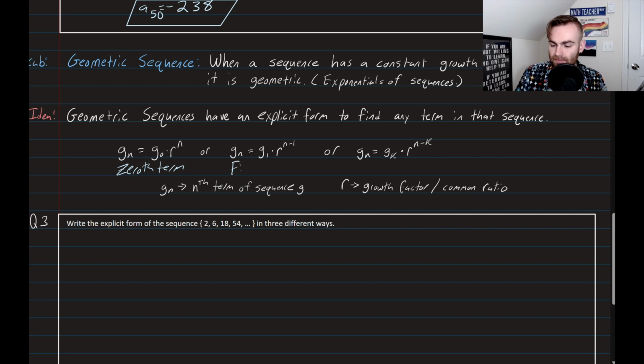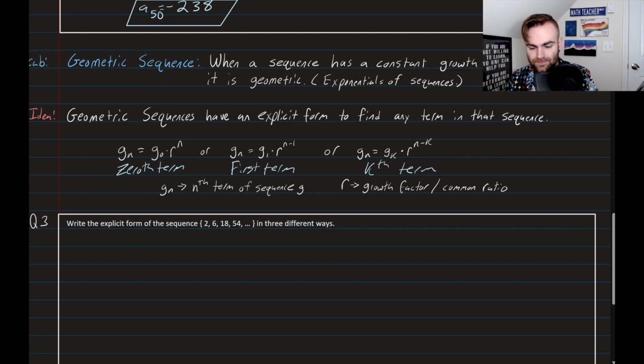We have the first term. And then we have the kth term. All of those are equivalent. They all mean the same thing. But in this case, instead of having addition to the same number, we're multiplying by the same number. So this r here in all of our formulas is that growth factor or common ratio, and the g sub 0 is the 0th term, g sub 1 is the first term, and g sub k is the kth term.